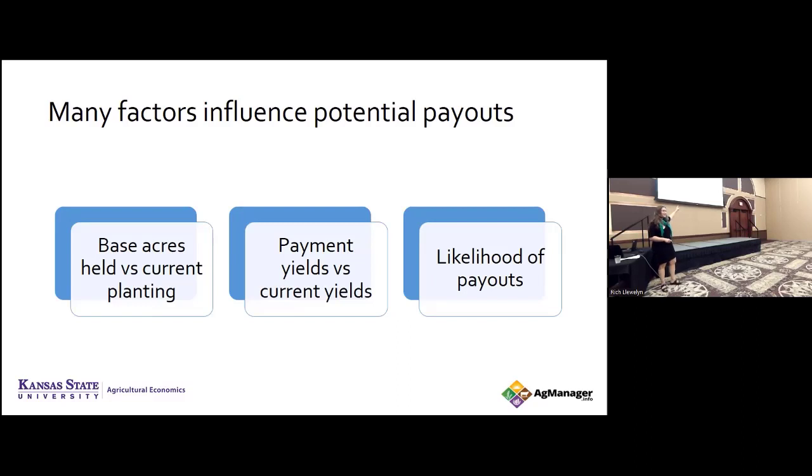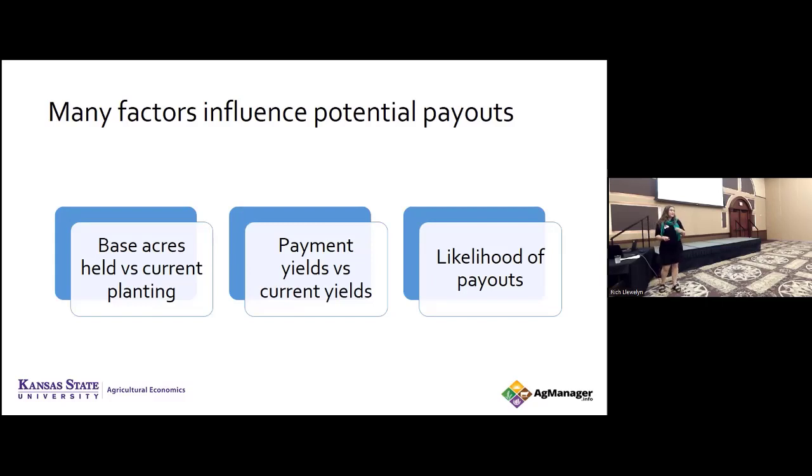The last one is the likelihood of payouts. The reference prices for PLC have been set in legislation, so there's some opportunity for them to go up and down a little bit. But historically, some commodities have had higher reference prices. I think the southern crops typically tend to get more support out of these programs: rice, cotton, peanuts. But also the reference prices for wheat and sorghum have been relatively high, so those crops have seen more payouts under PLC.